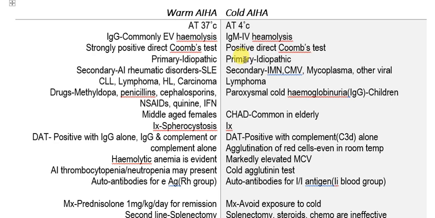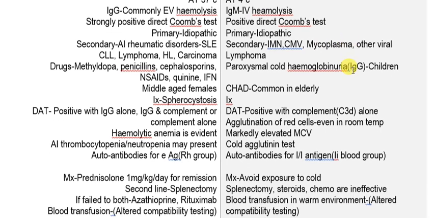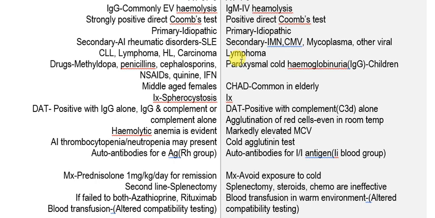And similar to warm autoimmune hemolytic anemia, we can classify it as primary and secondary. Primary is idiopathic; secondary causes include infectious mononucleosis, cytomegalovirus, mycoplasma pneumonia, and other viral infections and lymphomas. So here you have to remember these infections. In warm autoimmune hemolytic anemia we didn't talk about infections, but in cold autoimmune hemolytic anemia there are infections like mycoplasma pneumonia. Patients can develop cold autoimmune hemolytic anemia, and children can develop paroxysmal cold hemoglobinuria.